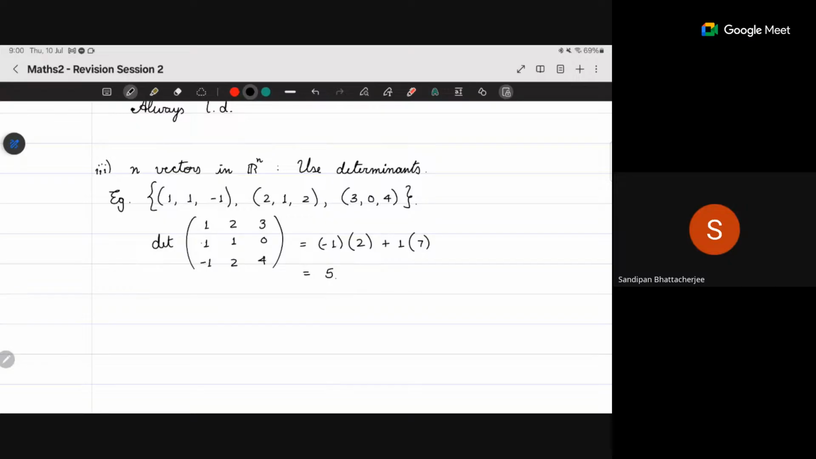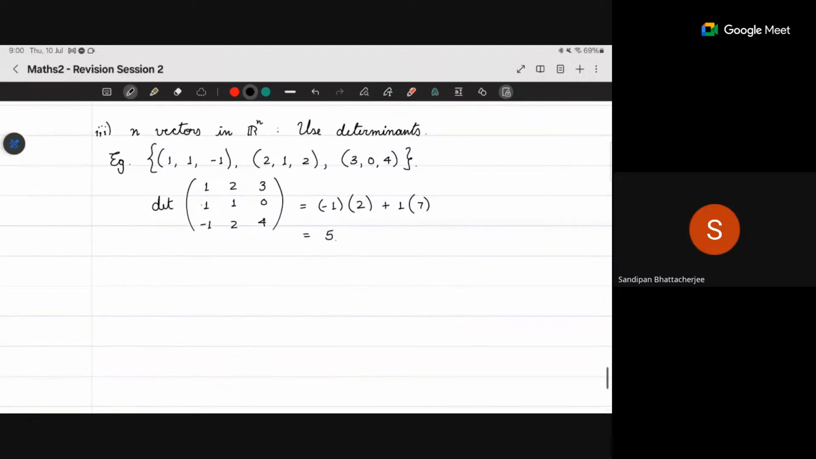If it is wrong, just correct me. Which row did you expand, sir? I used this because there was a 0 there. 8 minus 6 is 2, and 1 times 4 plus 3 is 7. Yeah, I think it's correct.